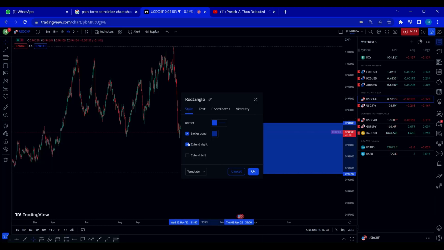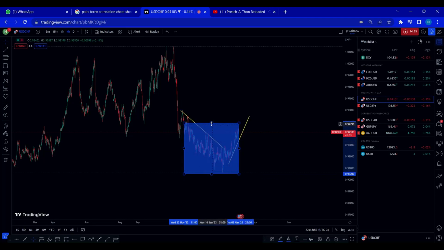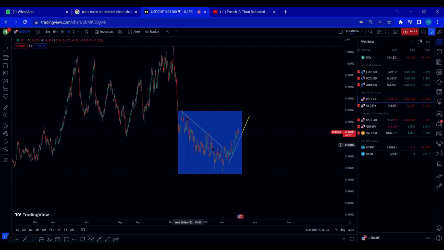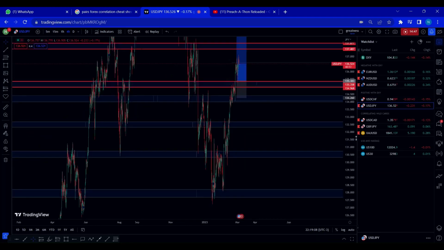If you're watching this, do not trade this market, because this looks choppy. Sure, you can trade it and take buys on it, but I personally would not trade this because this market looks choppy. I'm not gonna trade USD CHF because this is a choppy market.